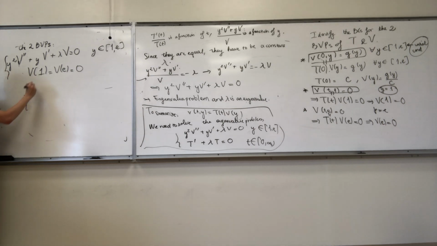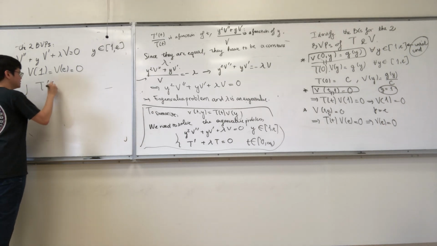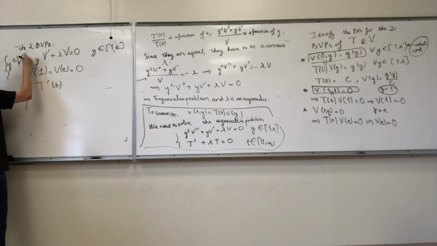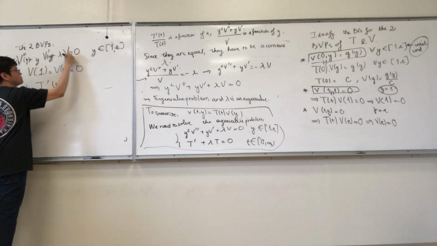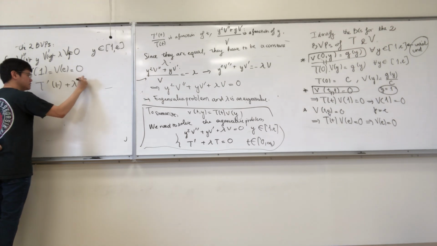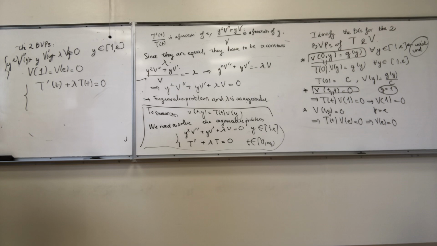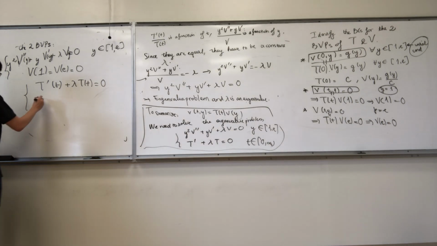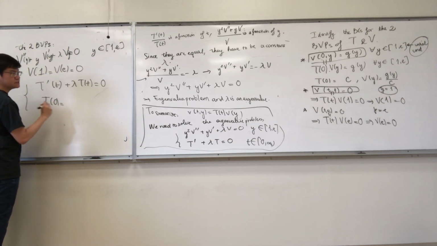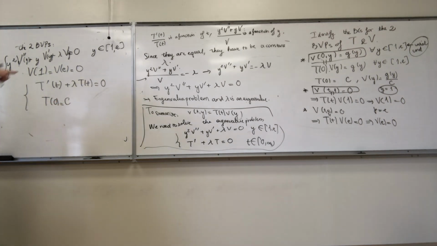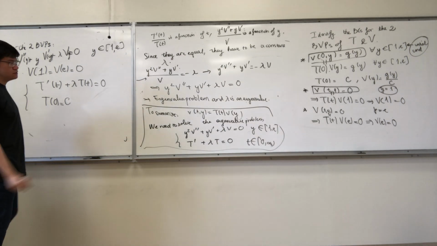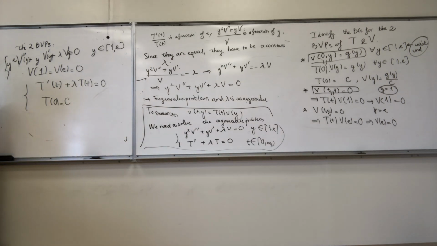The second equation will be t prime plus lambda t is 0, where t is a function of y. And then you have t at 0 is C. And the connection with the other guy is v of y is g of y over C. Right? Questions?